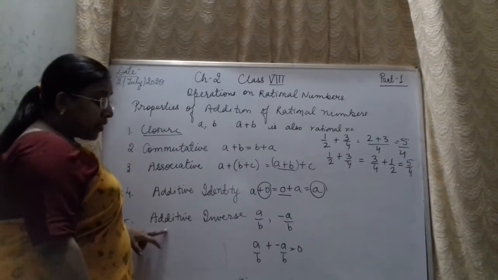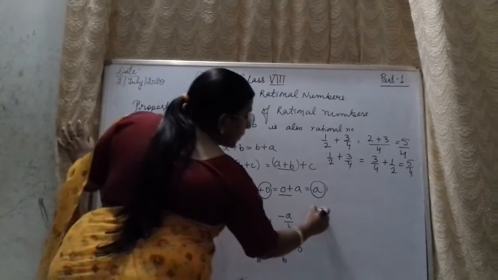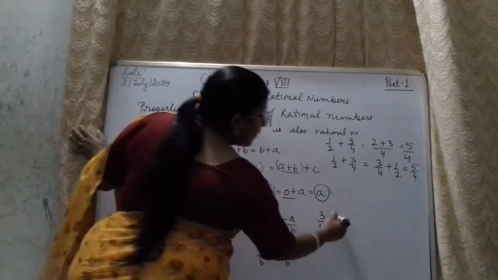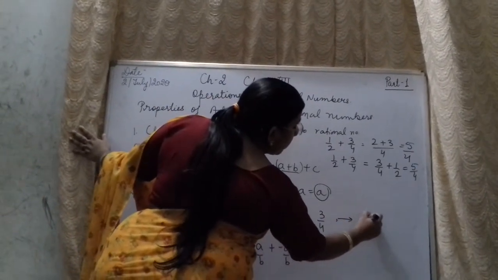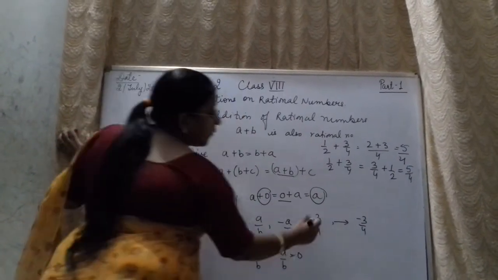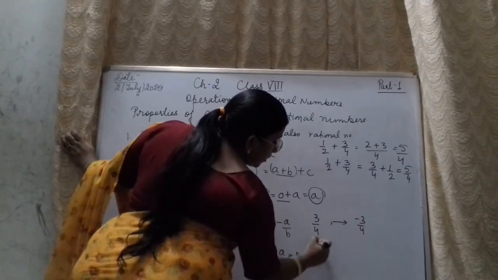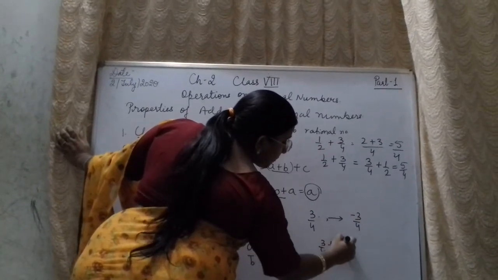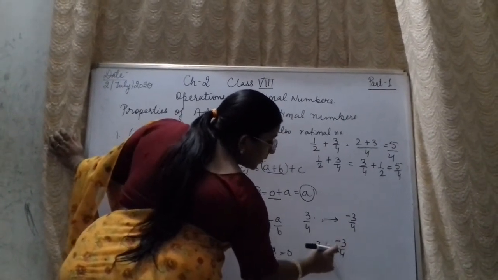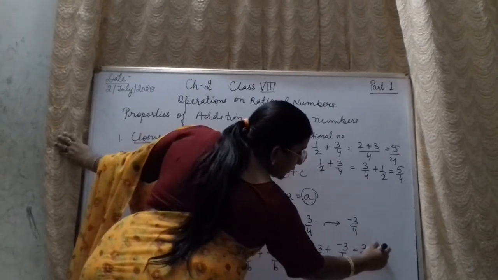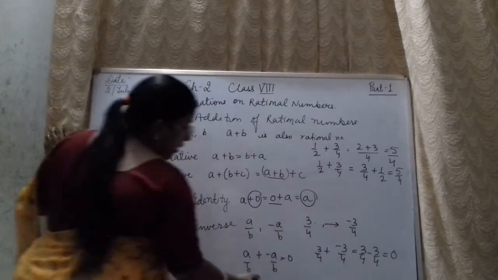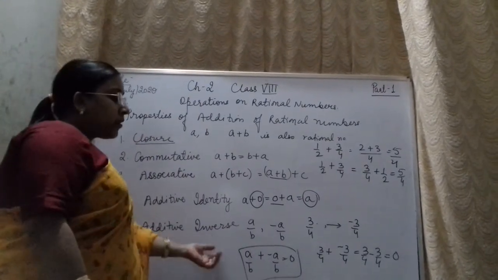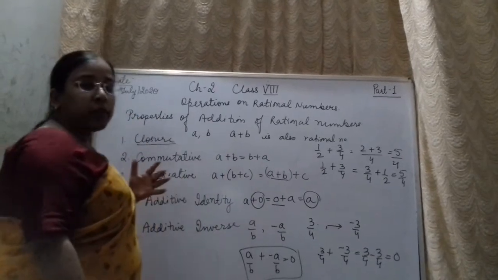Next is additive inverse. Like for example, if I have a rational number 3 by 4, the additive inverse of 3 by 4 will be minus 3 by 4. And if I add these two, the original rational number and the additive inverse, what will I get? Plus minus is minus, so 3 by 4 minus 3 by 4, that is 0. Hence, this property is valid. So additive inverse always results in 0 when added to the original number.